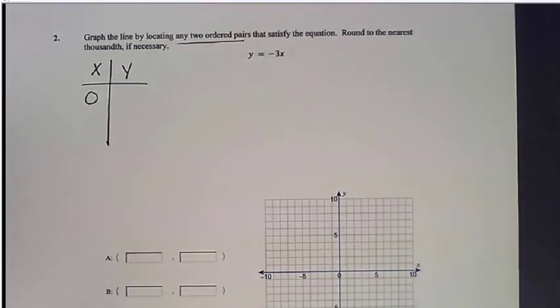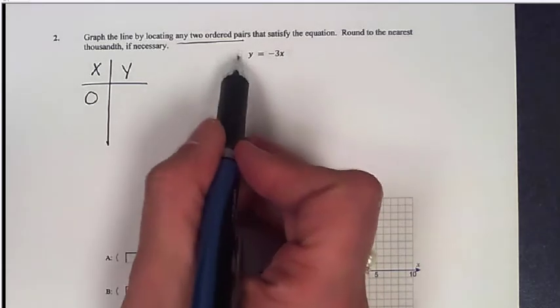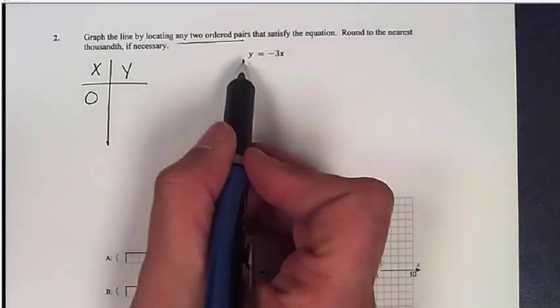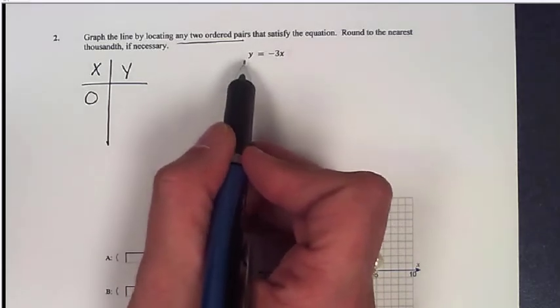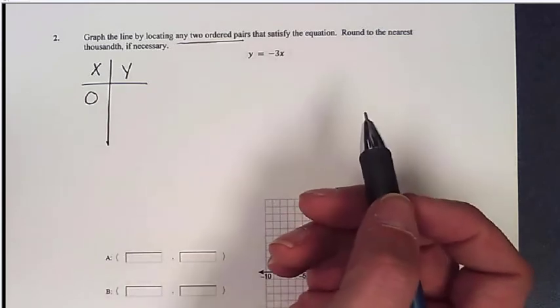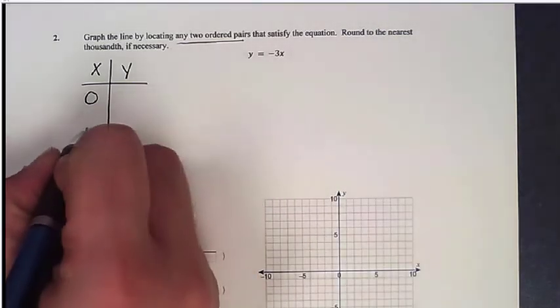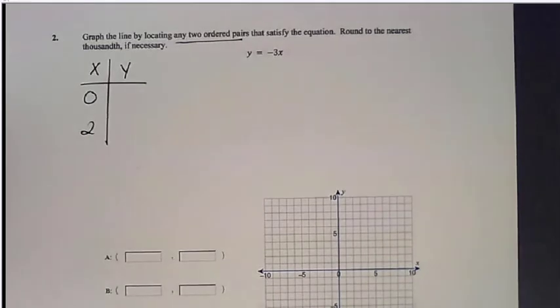And for this particular problem, when I solve for y, I'm not going to be multiplying or dividing by anything. So I can choose any number I want for x. So let's choose 2. Again, just a random number. There's nothing special about the number 2, just a number.